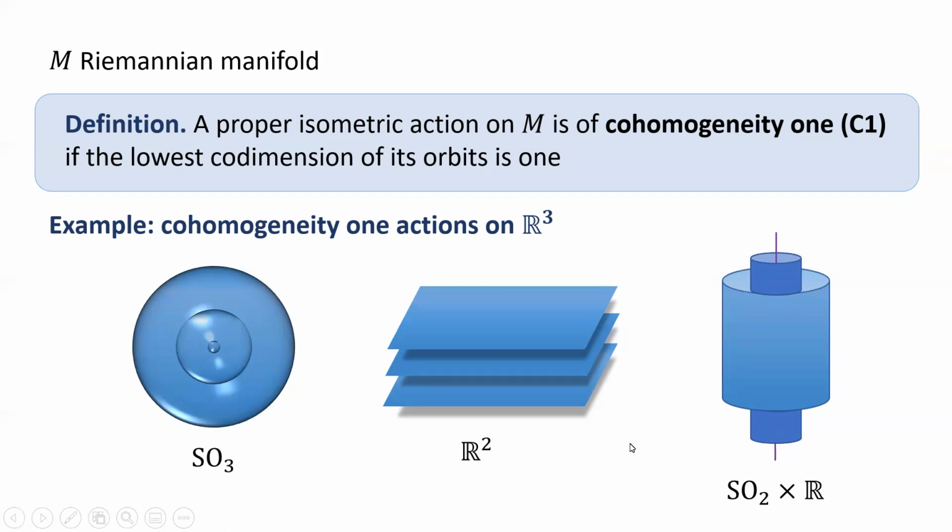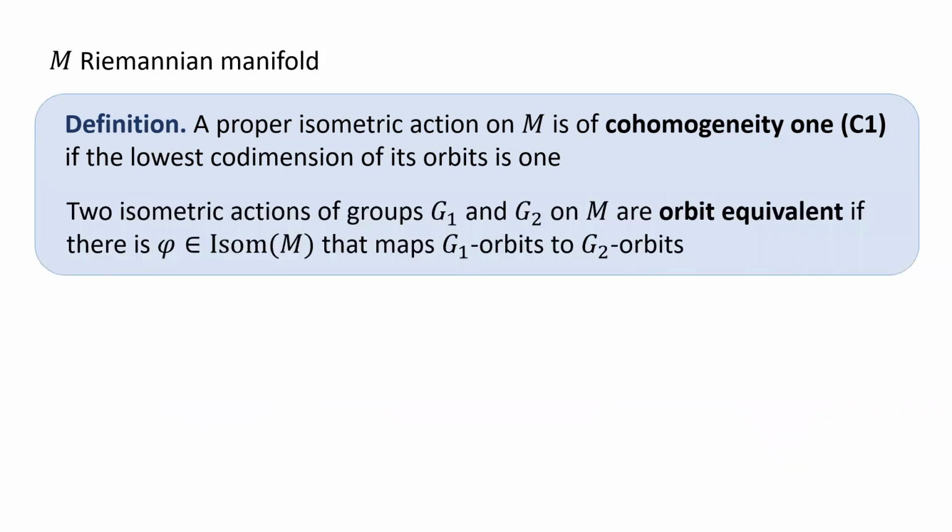In some of these actions, there might be other groups acting with the same orbits. But I'm interested not in describing all the groups that act with cohomogeneity one, but in understanding the orbit foliations of cohomogeneity one actions. In other words, what I'm interested in is to classify cohomogeneity one actions up to orbit equivalence. I consider 2 actions to be orbit equivalent if they have the same orbits, or more precisely, if there is an isometry of the ambient space that maps orbits of one action to orbits of the other action.